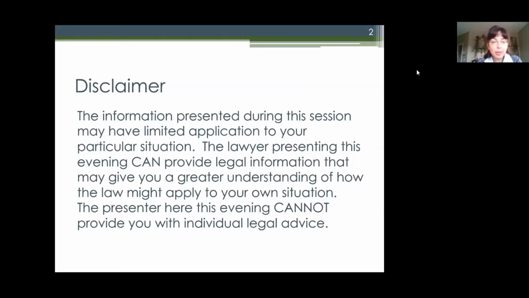Or if you speak to a lawyer, then hopefully the content from today's presentation will give you enough understanding of what your rights are, what your obligations are, so that you're better prepared to speak to a lawyer and to ask specific questions.